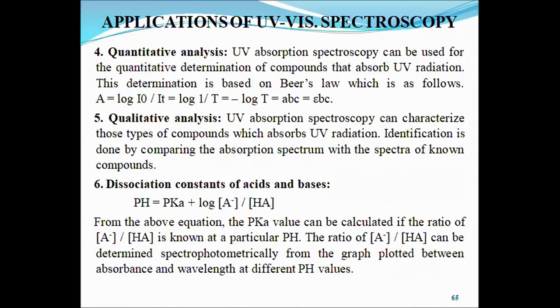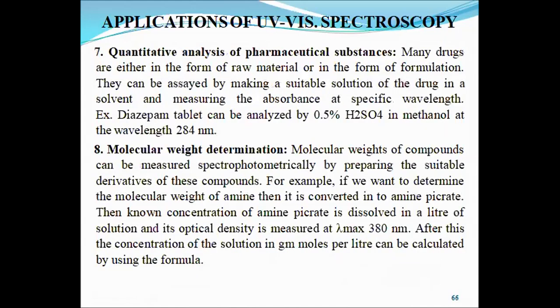The next application indicates that we can also calculate the dissociation constant of acids and bases using the formula pH = pKa + log [A-]/[HA]. So the pKa value can be easily calculated if the ratio [A-]/[HA] is known at a particular pH. Then next is the quantitative analysis of pharmaceutical substances.